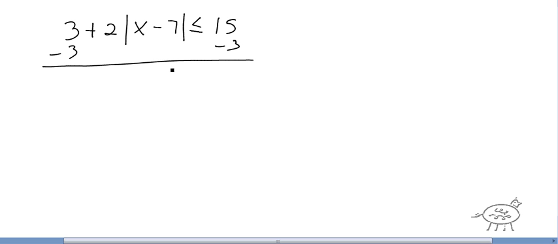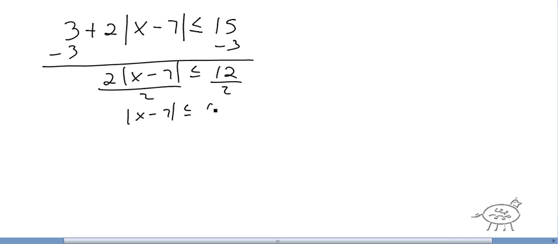All right, so let's do a little more challenging one. 3 plus 2 times the absolute value of x minus 7 is less than or equal to 15. Okay, so subtract 3 from both sides. 2 times the absolute value of x minus 7, less than or equal to 12. Divide both sides by 2. Absolute value of x minus 7 is less than or equal to 6.